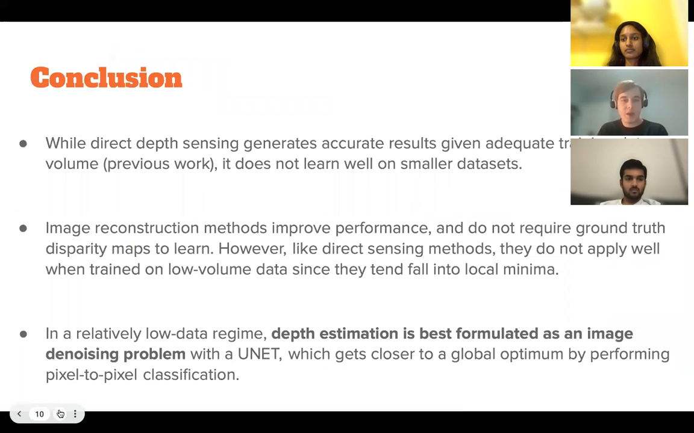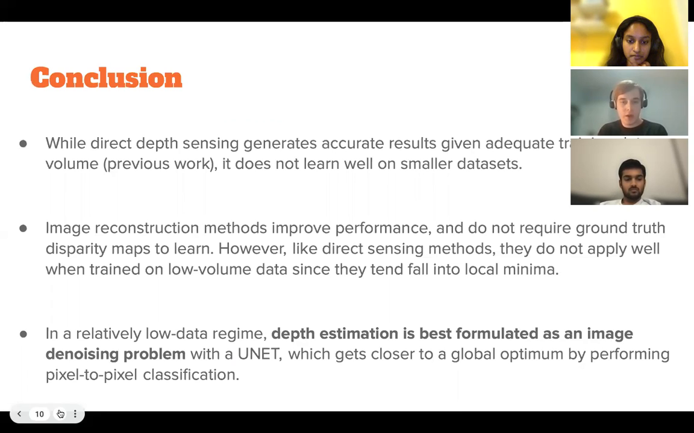So while direct depth sensing can generate good results if you have enough training data, as previous works demonstrate, they use hundreds of thousands of training examples. It doesn't work as well on smaller data sets. Image reconstruction does improve performance, and it has the extra added perk that you don't actually need ground truth disparity maps to train your network. However, like direct sensing methods, it also gets stuck in local minima, and this means that it doesn't generalize very well to the low data regime that our project considers.